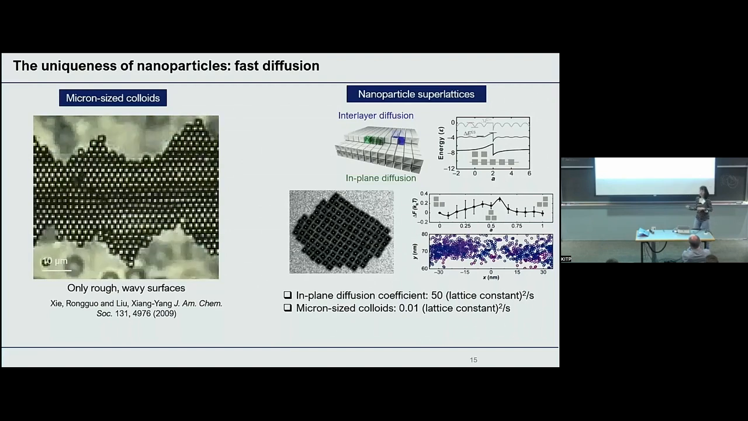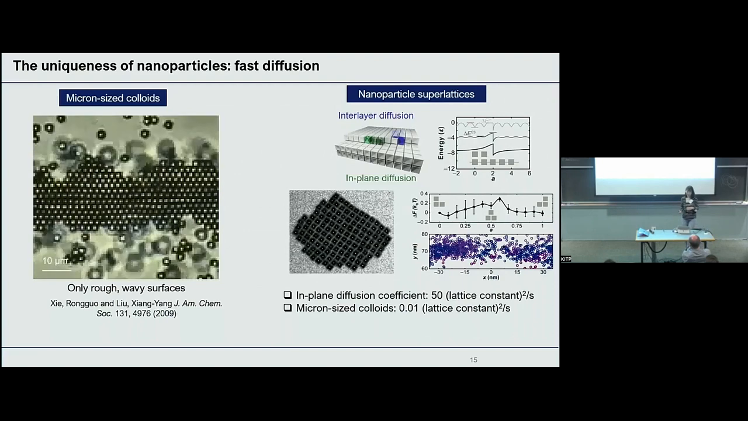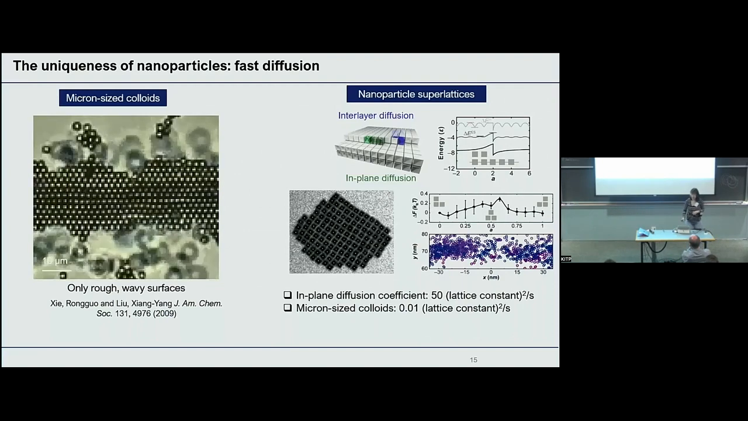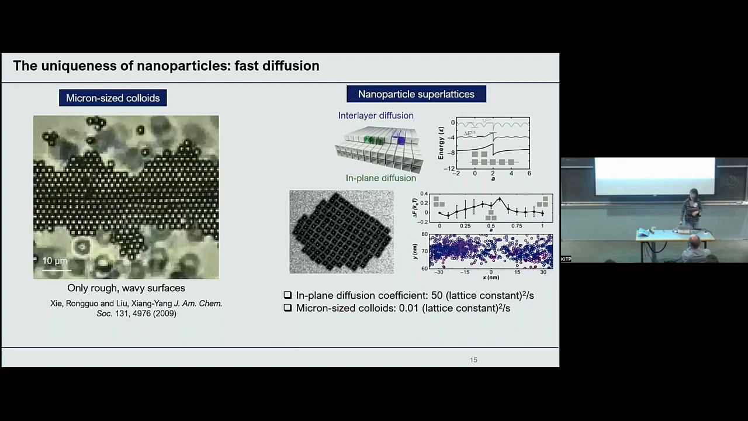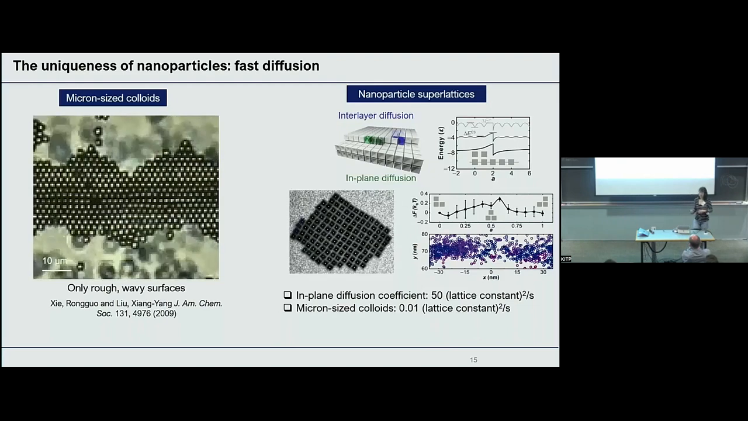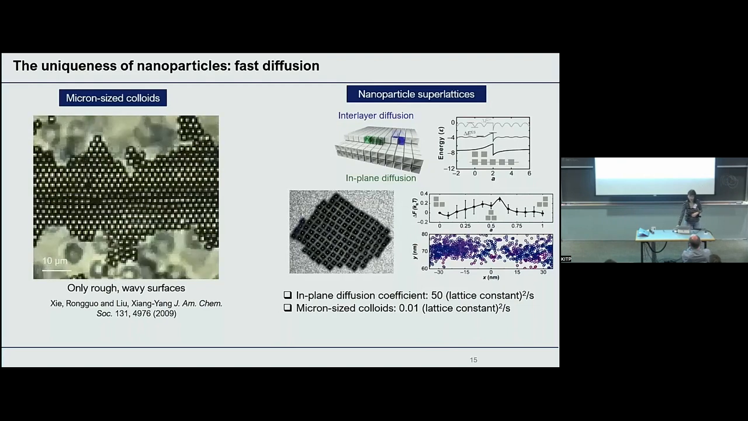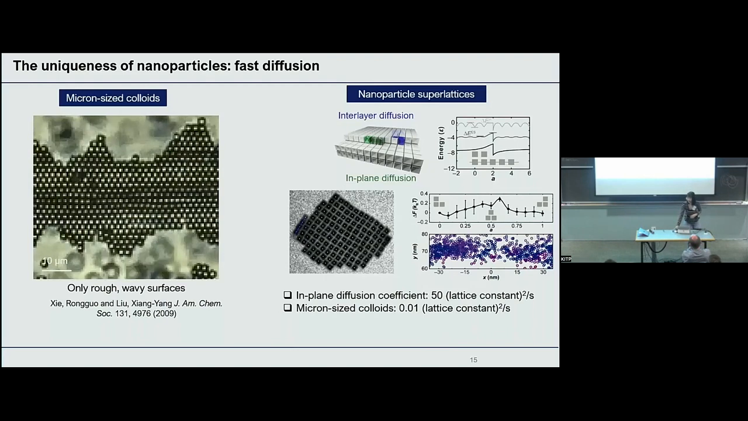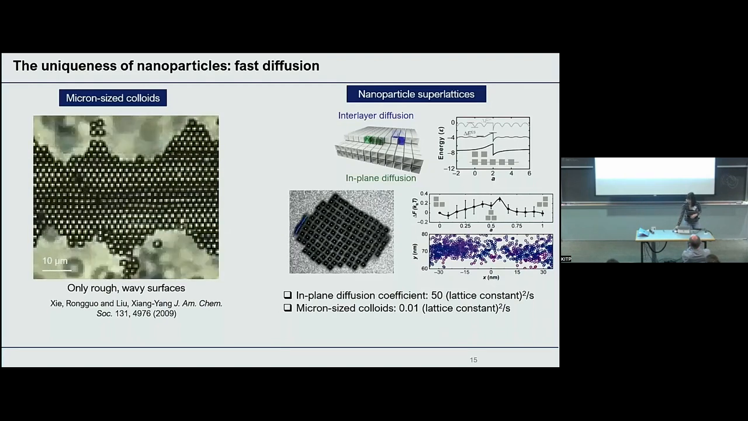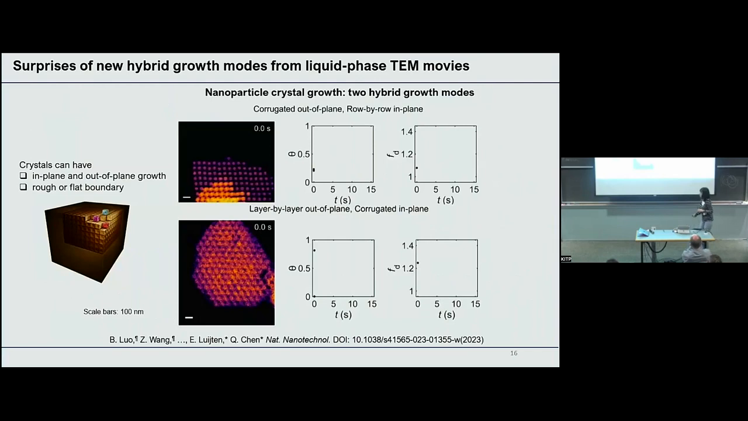For either diffusion mode, nanoparticles can diffuse orders of magnitude faster. That can explain why nanoparticles are more likely to have layer by layer growth. But at the same time, is layer by layer growth the only growth habit they can have? That's actually the beauty of doing experiments. In experiments, the results can sometimes surprise us, going beyond our theoretical understanding.